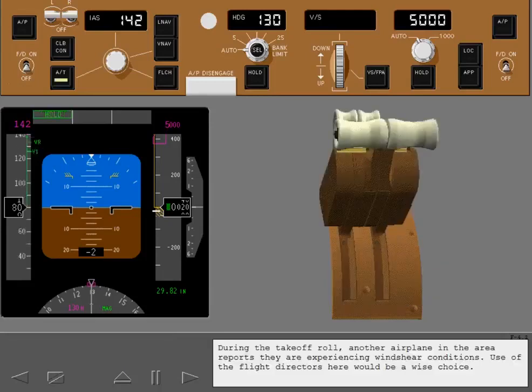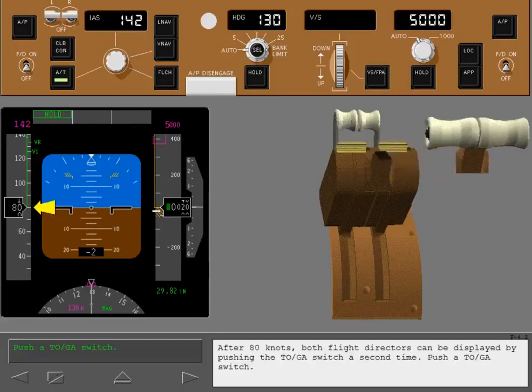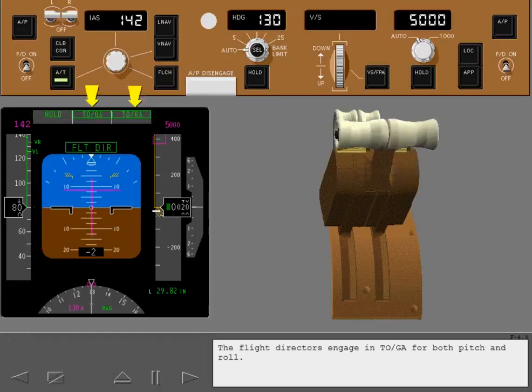During the takeoff roll, another airplane in the area reports they are experiencing wind shear conditions. Use of the flight directors here would be a wise choice. After 80 knots, both flight directors can be displayed by pushing the toga switch a second time. Push a toga switch. The flight directors engage in toga for both pitch and roll.